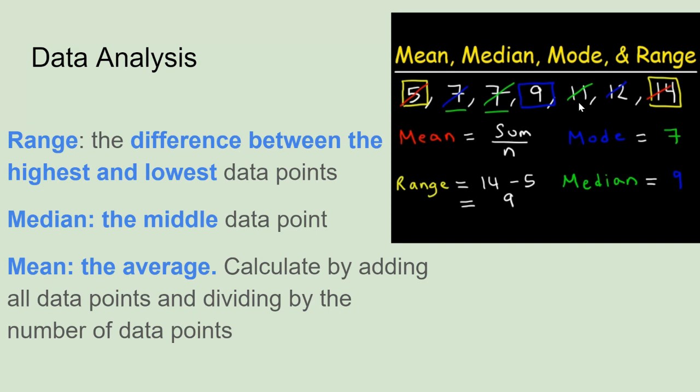The median is the middle data point. You can put the numbers in order and cross off one from either end until you get to the middle and find out here that the median is 9. The mean is the average. You can add up all your data and then divide by the number of data points to find your mean.